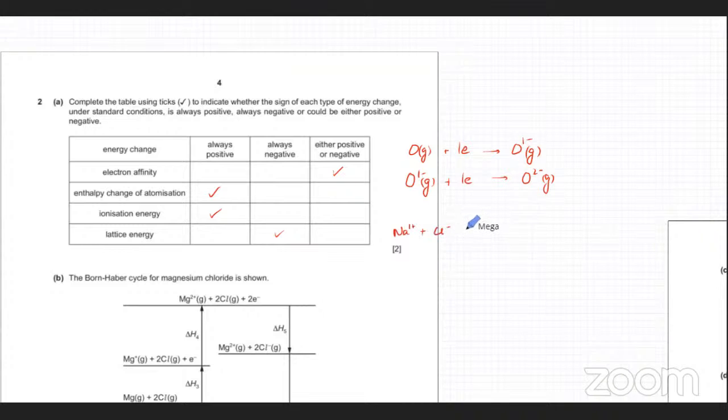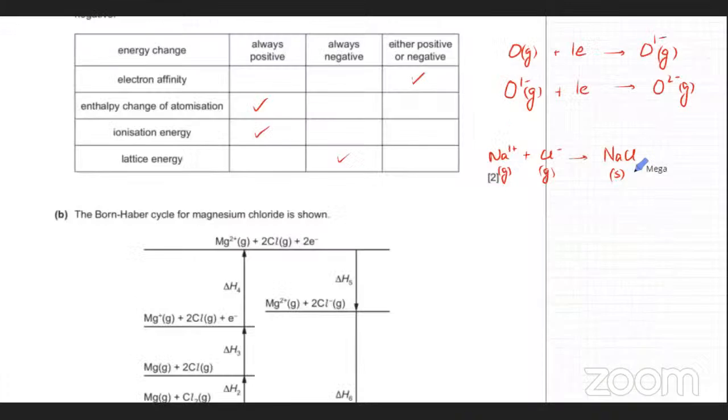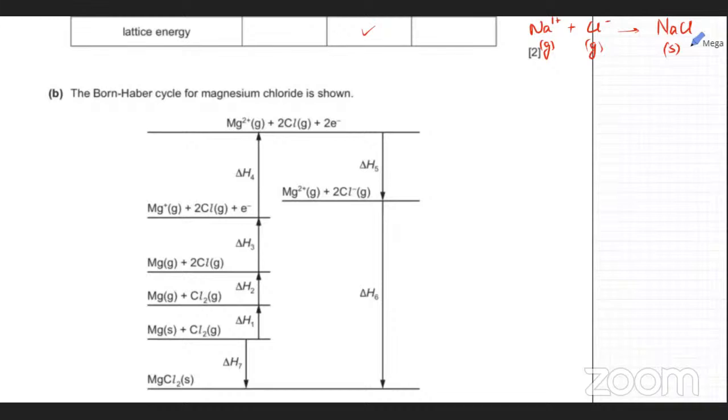An ionic lattice is formed, like this one. Na+ and Cl-, they get together to form NaCl. Gaseous ions get together to form a solid ionic lattice. So whenever an ionic lattice is formed, bonds are formed. Now he's given us the Born-Haber cycle. Just 1 second. What's the question?